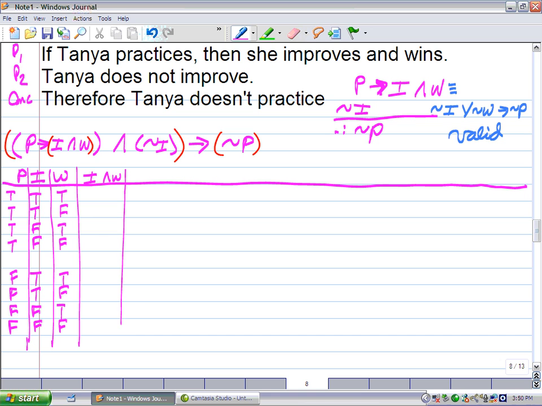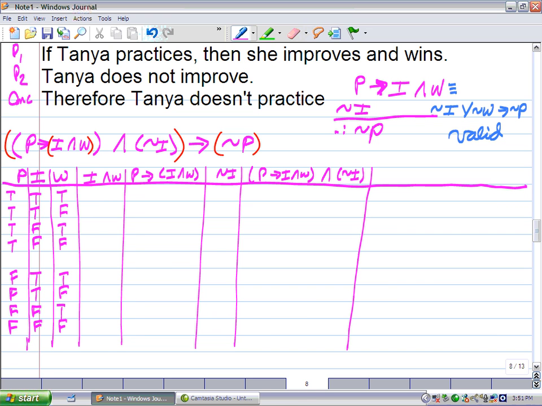W. Then the P implies I and W. Then the not I. Then the P implies I and W and not I. The not P. Finally the whole thing. The P implies I and W and not I implies not P.